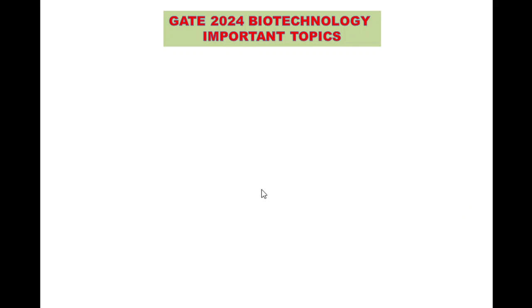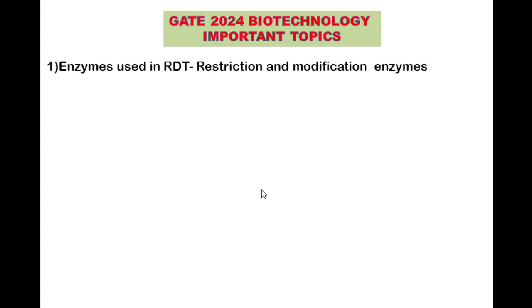In this video, I'm going to tell you the top 50 important topics for your GATE 2024 biotechnology paper. First thing is enzymes that are used in rDNA technology, with special focus on restriction enzymes and modification enzymes. You can refer to the book Analysis of Genes and Genomes by Rees.